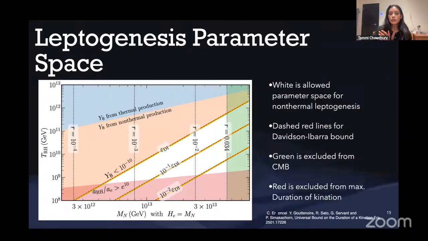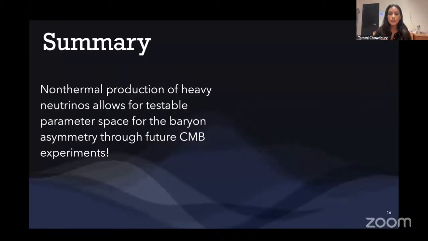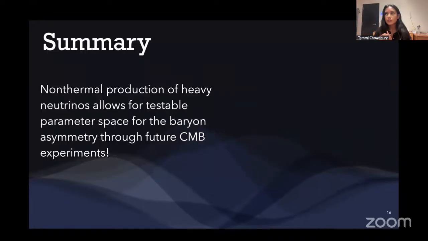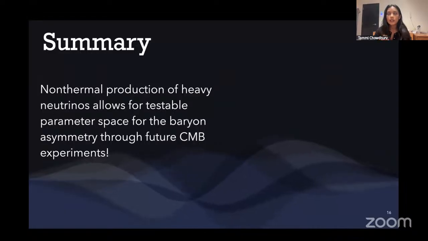So in summary, hopefully I've been able to show that through the non-thermal production of the right-handed neutrinos, we can have them decay into the lepton asymmetry, which generates the baryon asymmetry, and it accommodates what we observe. And this will be testable in future CMB experiments, hopefully at the scales we are looking at, at least 10 to the 13 GeV for inflation scales.